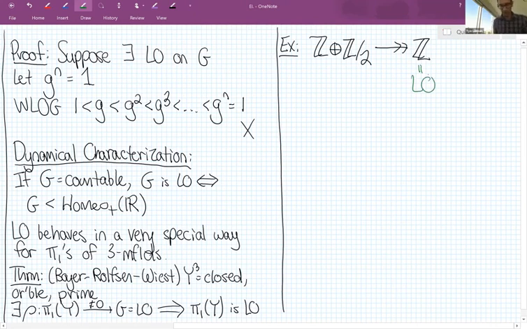And Z plus Z mod 2 is not left orderable because there's torsion. And so in particular, this tells us that Z plus Z mod 2 can't be the fundamental group of a three manifold. So it's kind of interesting. There's something peculiar going on.